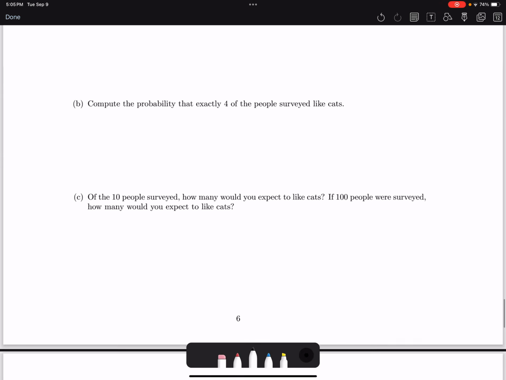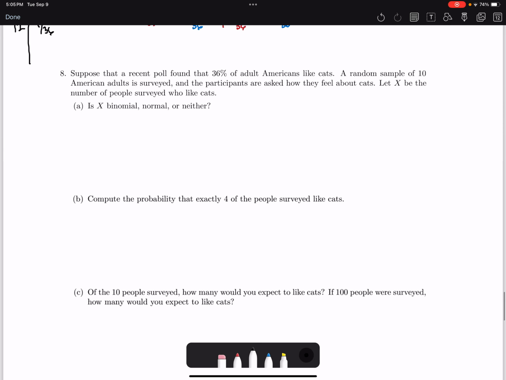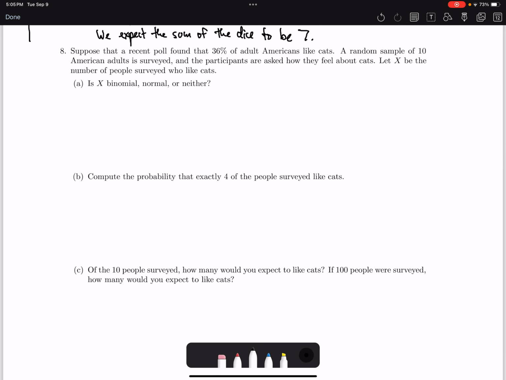Let's do just one more like this, and then we'll be talking about sampling distributions. Number 8 here says, suppose that a recent poll found that 36% of adult Americans like cats. A random sample of 10 American adults is surveyed, and the participants are asked how they feel about cats. Let X be the number of people surveyed who like cats. Part A says, is X binomial, normal, or neither?